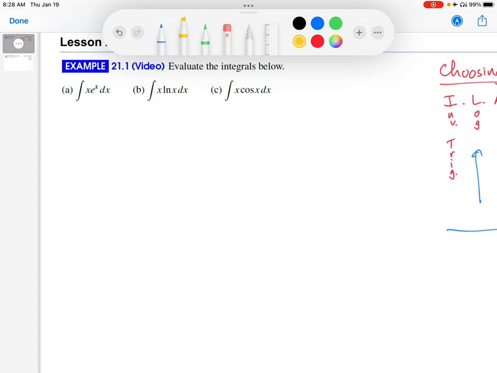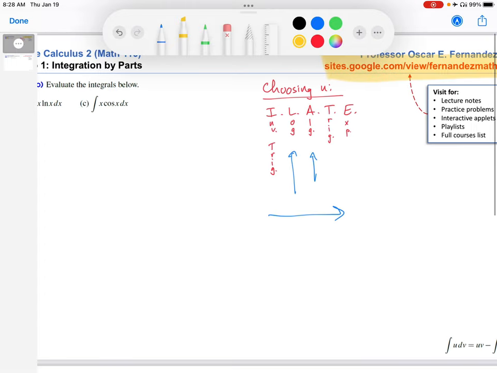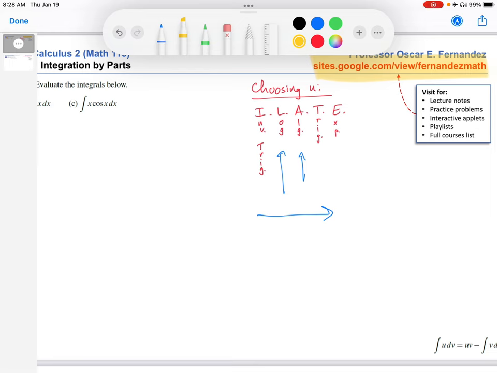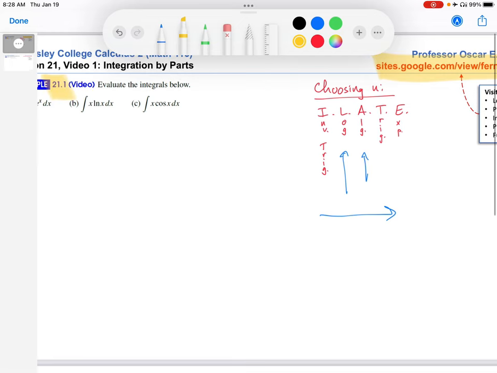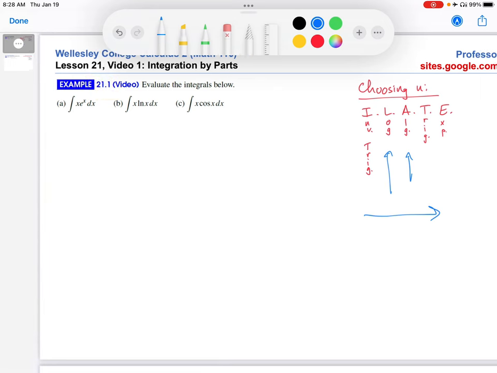If you go to example 21.2, you pull up the lesson notes for this, again, at that website above, over here. You'll see in example 21.2 me doing exactly that, applying integration by parts twice to an integral, I think it's e to the x times cosine x. Okay, so to finish this one up, let's look at part C here.